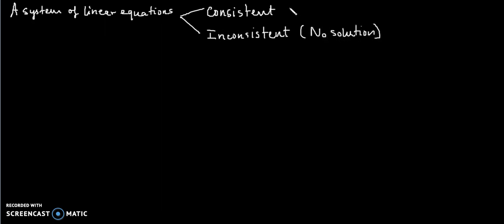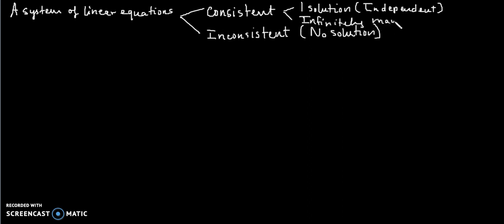And for consistent, we divide into two smaller categories. Consistent means the system has solutions. However, there are two scenarios. One is that the system has exactly one solution, and we call this type independent. The other is that you have infinitely many solutions, and in this case it's called dependent.